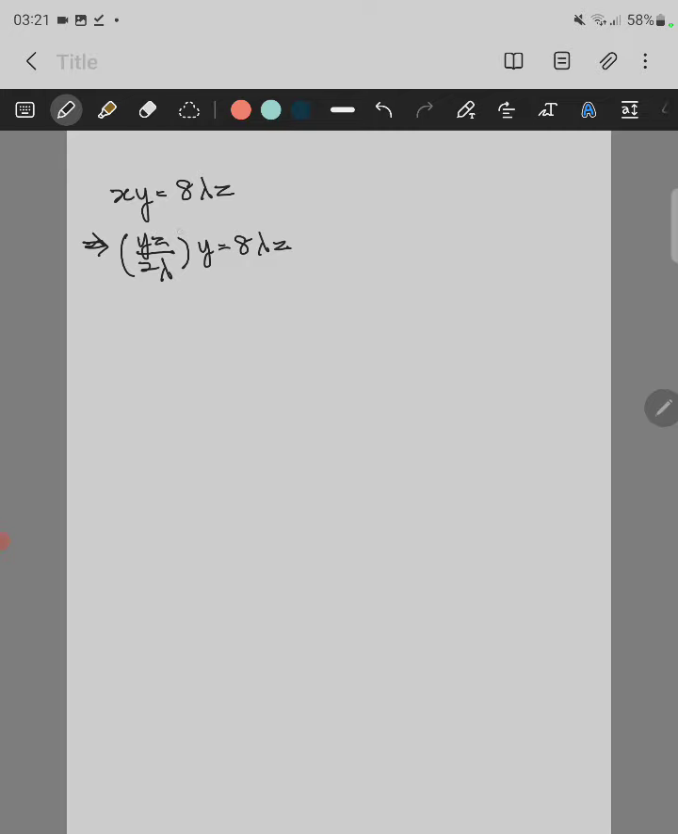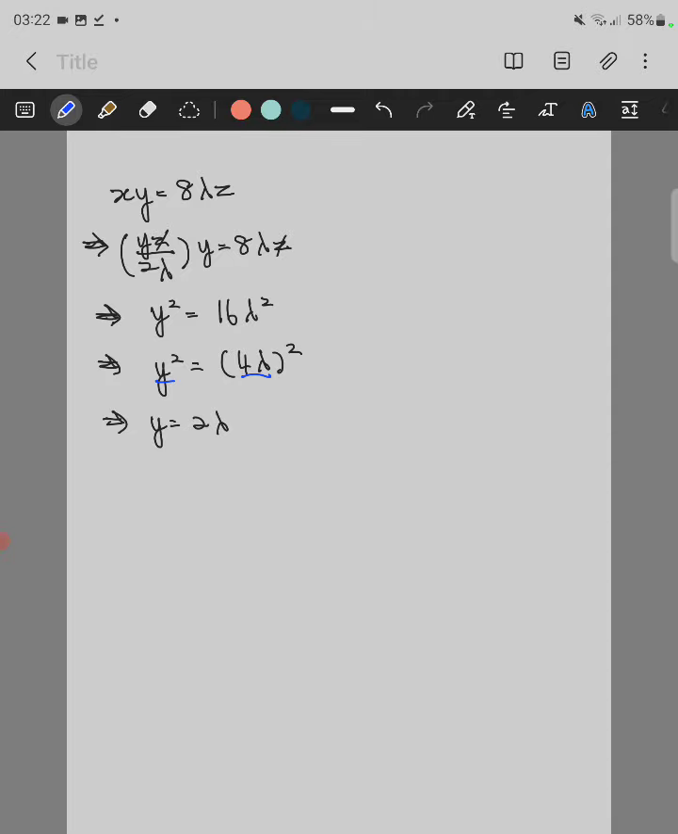Okay, so we can just cancel our z here. Now we have something like y squared is equal to 16 lambda squared. So I can write y squared here is equal to 4 lambda squared. From here it follows that my y here is equal to 2 lambda, because we can just compare y here with this 4 lambda, so therefore I have y equals 2 lambda.